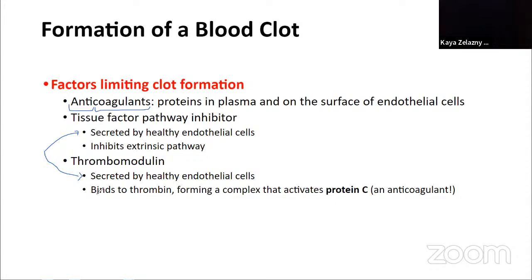Thrombomodulin, also secreted by healthy cells, acts as an anticoagulant by binding to thrombin. We've seen that thrombin plays a really important role in forming that clot, because it's the stuff that's activating the fibrinogen to the fibrin, and it's indirectly stabilizing that meshwork. So if we disable the thrombin, we're also going to stop clotting. It's a pretty direct route there of blocking clotting.